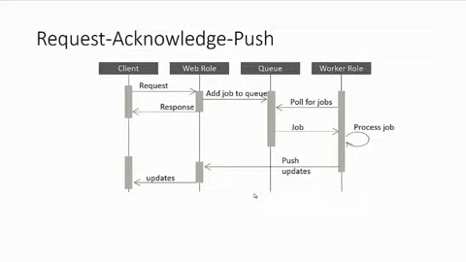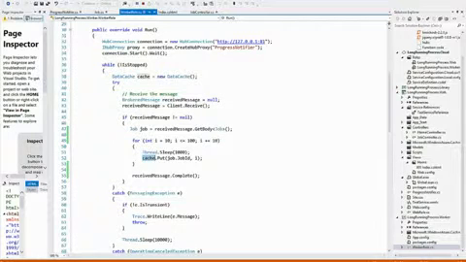What we'll do here is to create a SignalR hub on our web role, and the worker role will connect to this hub using a proxy and push updates to the web role, and then the web role will push the updates to the corresponding client. Let's see how this works in the code.